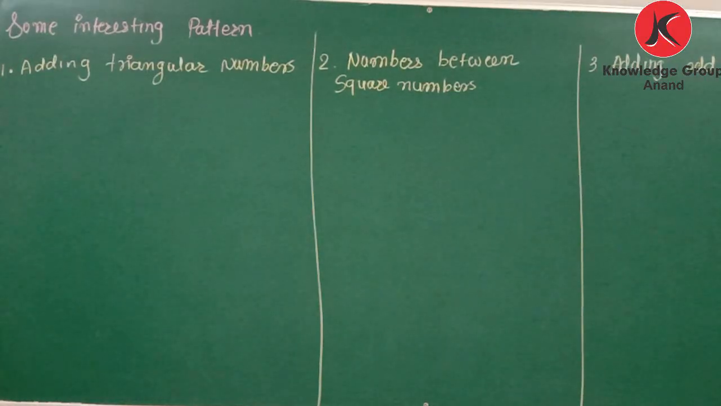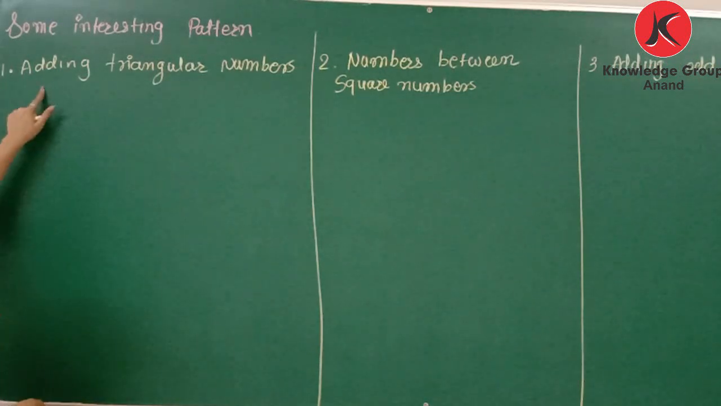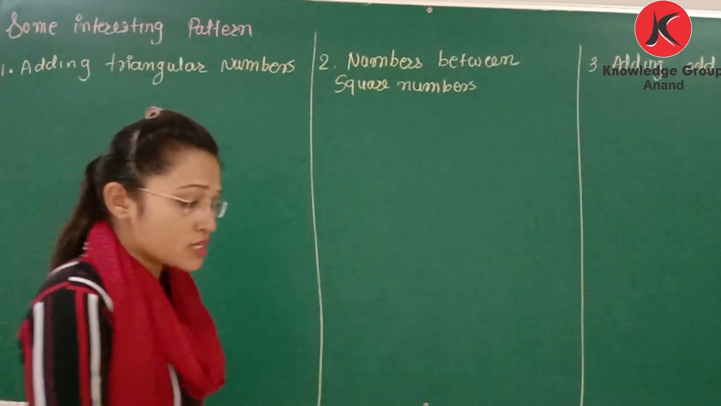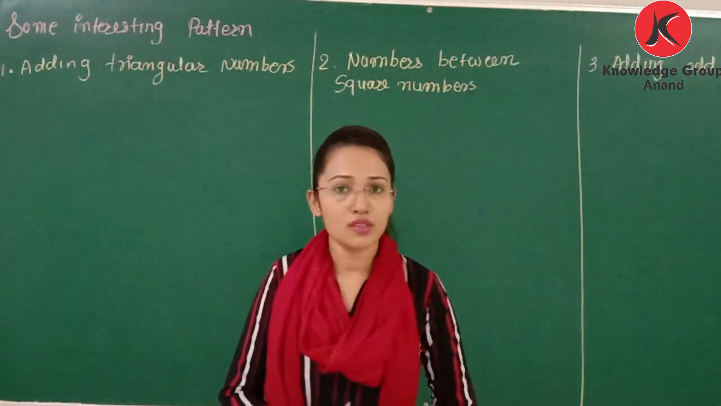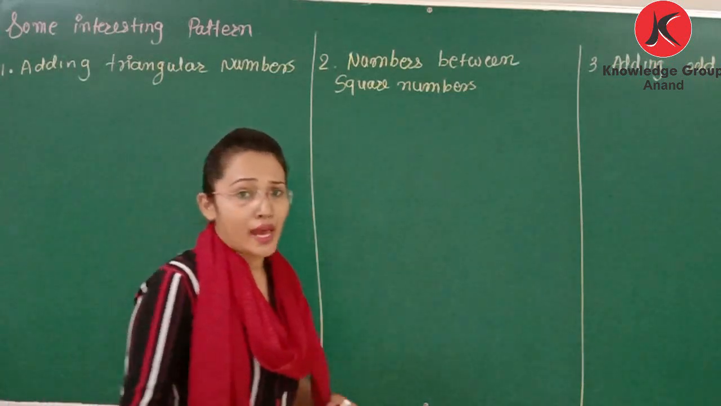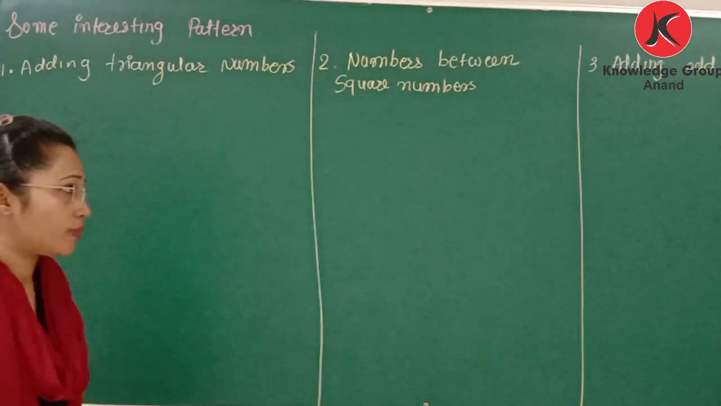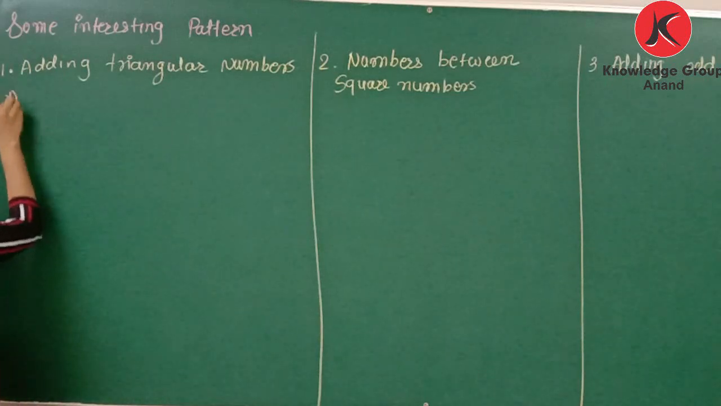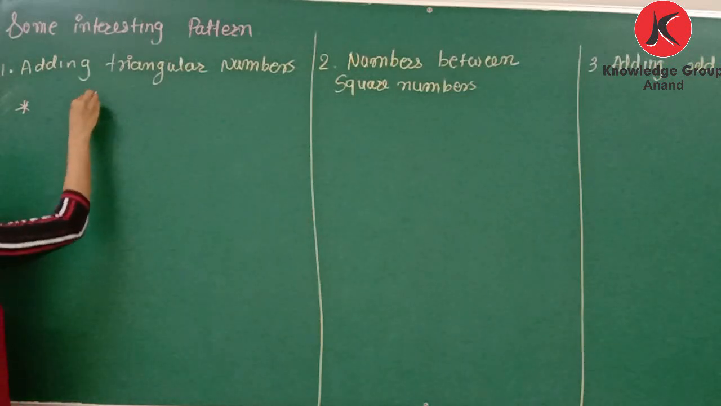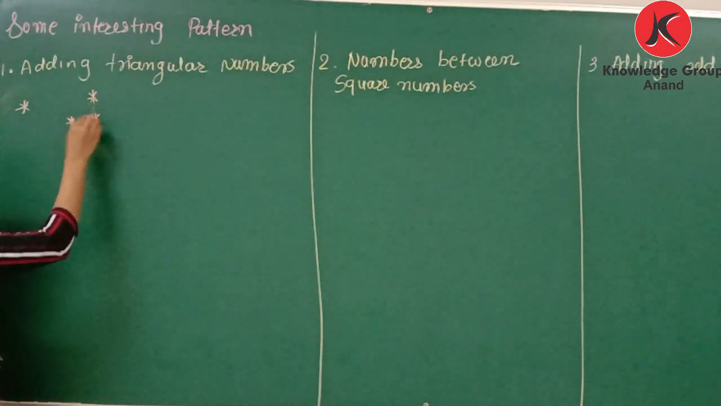Now we will learn some interesting pattern in a square number. Okay. So what is the first pattern? That is adding a triangular number. So first is a triangular number. Now in the 6th standard we already learned what is a triangular number. Triangular number means it can be represented as a triangle using dots or using any other symbol. For example, number 1. So 1 can be represented as a 1 star. 3 can also be represented as 3 stars. You can see there is a triangle.